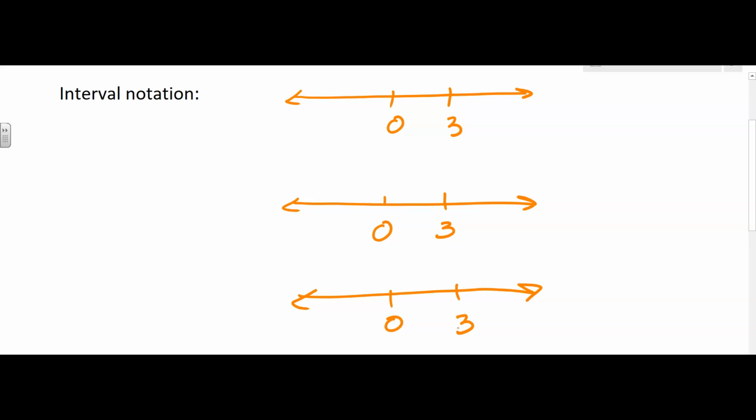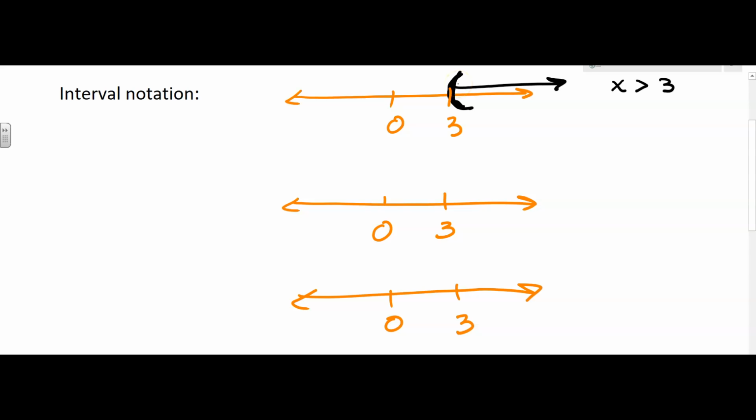Okay, so let's start off with, let's say we want to talk about all the numbers that are greater than 3. The way we write that as an inequality is x is greater than 3. But in interval notation, we're talking about all the numbers going from 3 to the right. We're not including the number 3, but 3.001 is included. So we use a parenthesis.